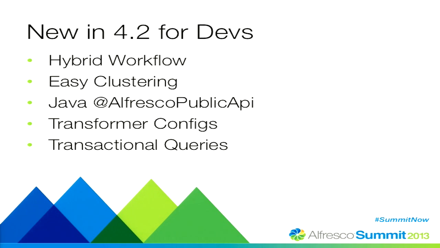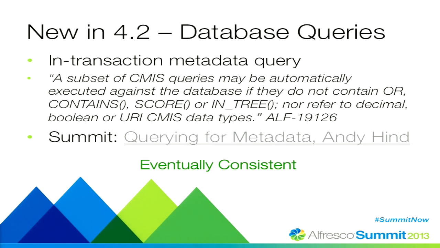So some things that are new in 4.2 for developers. I'm not, again, going to go into much detail on any of these, but there are things around hybrid workflow and easier clustering setup. We've got this Alfresco public API annotation that's going to designate that certain methods are set in stone. We've got things around content transformer configuration and setup that makes life a little easier in determining what's going to be used for what kind of content transformation. And then we've got the database transactional queries, which I just mention briefly here, but essentially, given the eventual consistency of Solr, the goal with these is to get rid of that.